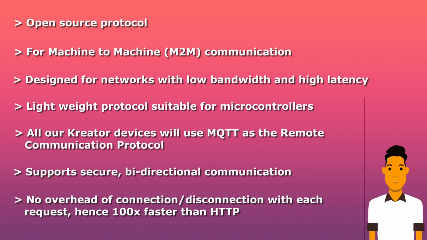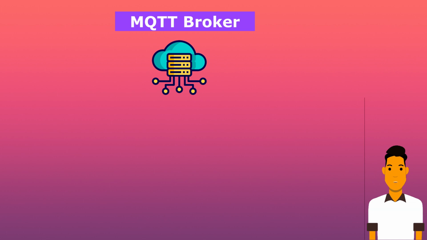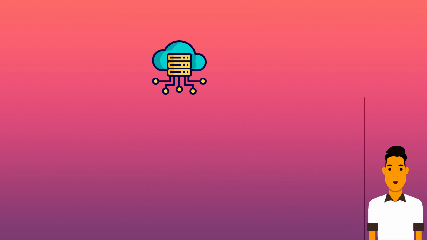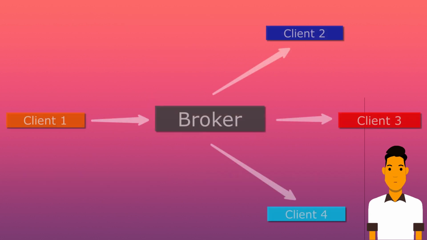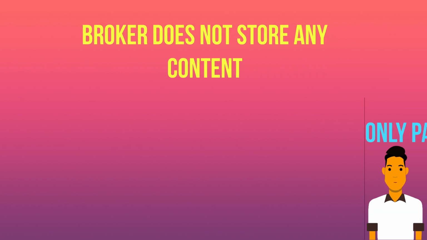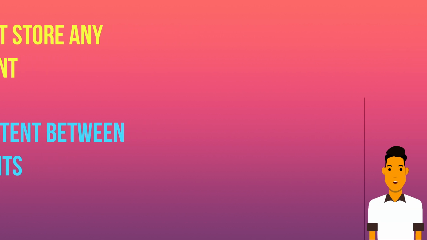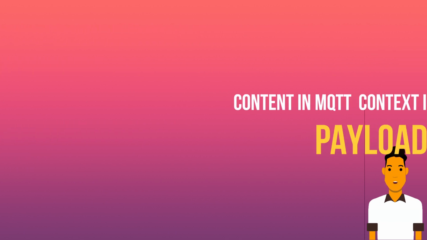In a simplistic MQTT communication scenario, there are a minimum of 3 parties involved. The first one is a server, which is also known as a broker in the MQTT context, and the remaining 2 parties are the 2 clients which are trying to communicate to each other. The MQTT protocol supports one-to-many communication. Multiple clients can receive the content sent by another client connected to the same broker. The broker or the server used in MQTT communication does not store any content and is just responsible for passing on the content between the different clients. The content that is being passed is often referred to as payload.